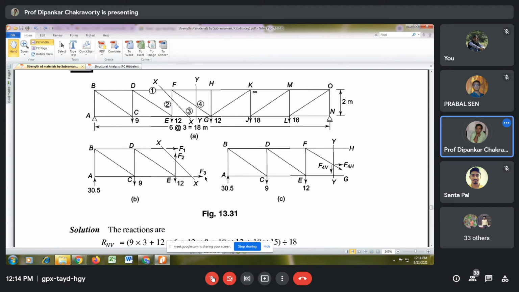Yes, sir. I have cut it into 2 parts. I am taking equilibrium of the left hand side, and I have assumed all the bar forces to be tensile, and before that I had found out the support reactions. If I take moment about B, then I will get RA. If I take moment about A, then I will get RB, or if I take summation V equal to 0, then I can get RB as well.